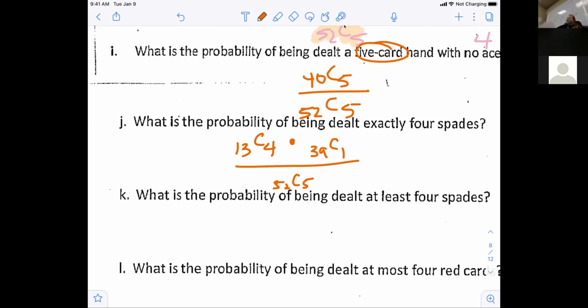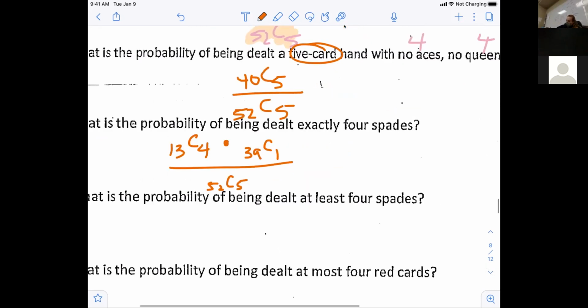The next one is an example of where I'm not going to just multiply. I'm going to have to do a plus in here. So it says, what's the probability of dealing at least 4 spades? So is it okay that I have 4 spades? Is it okay that I have 5 spades? Yes. So okay is 4 and 5. What's not okay? Can I have 3 spades? Is that okay? No. Can I have 2? Can I have 1 or 0?